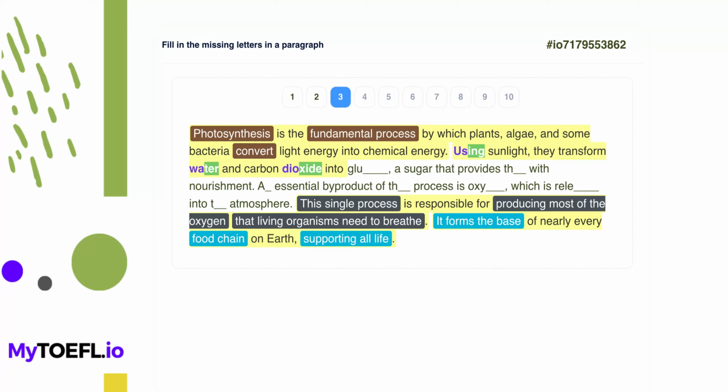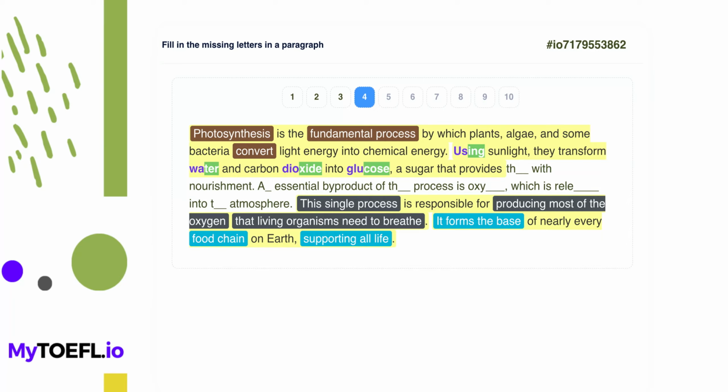Next, we need to identify the product of this transformation. Using sunlight, they transform water and carbon dioxide into blank, a sugar that provides. The question provides the letters G, L, and U and contains four missing spaces. The sentence says these ingredients are transformed into something. The text defines the answer right after as a sugar. Based on the scientific context and the starting letters, we are looking for the specific type of sugar produced by photosynthesis. The word is glucose.